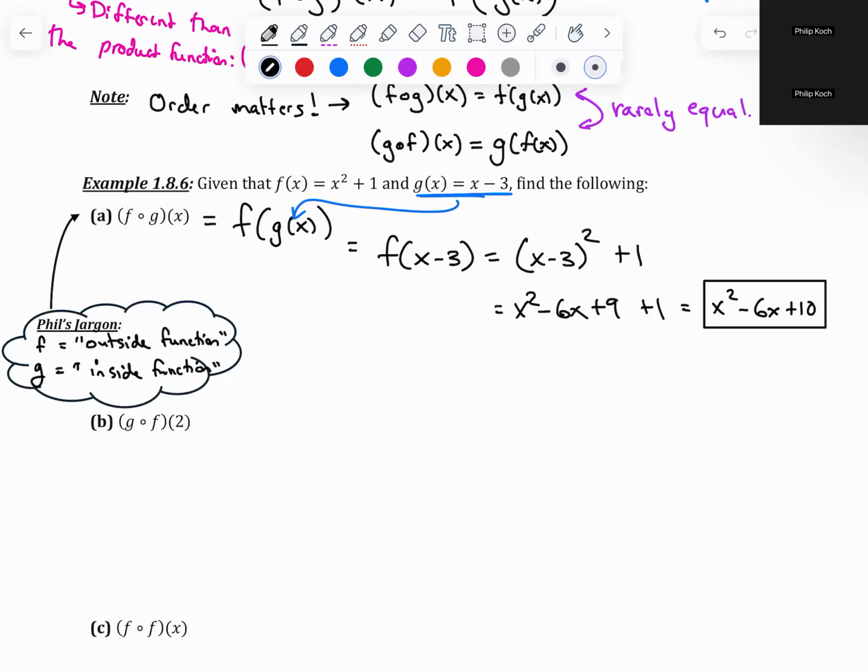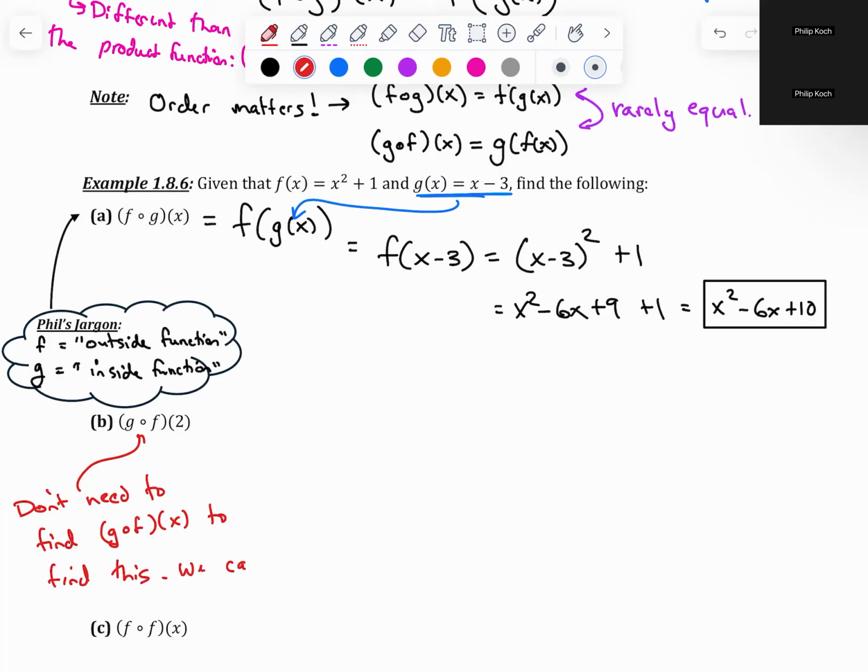All right. So we've got a couple more things to do with composition functions. So g of f of 2. Much like that previous example, we're not actually tasked with finding g of f of x, or g composed of f of x. We don't need to find g composed of f of x to find this.